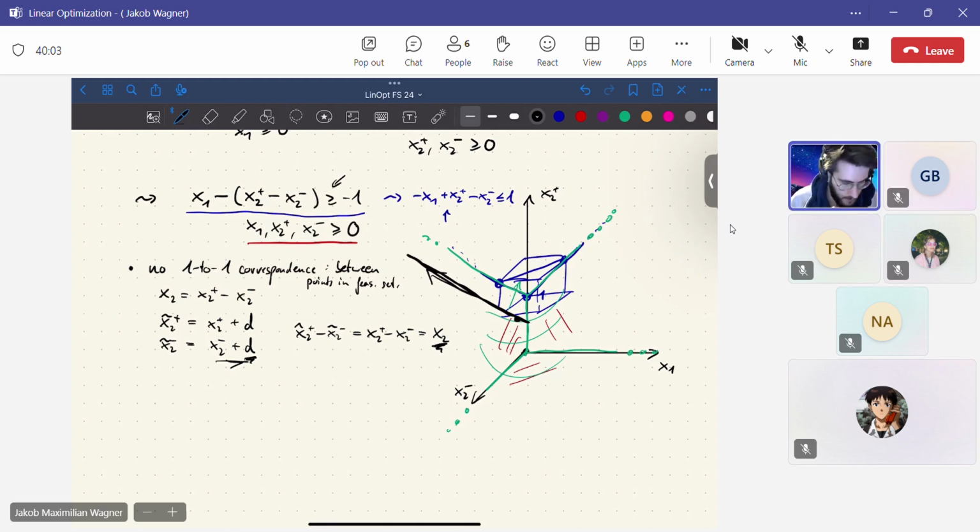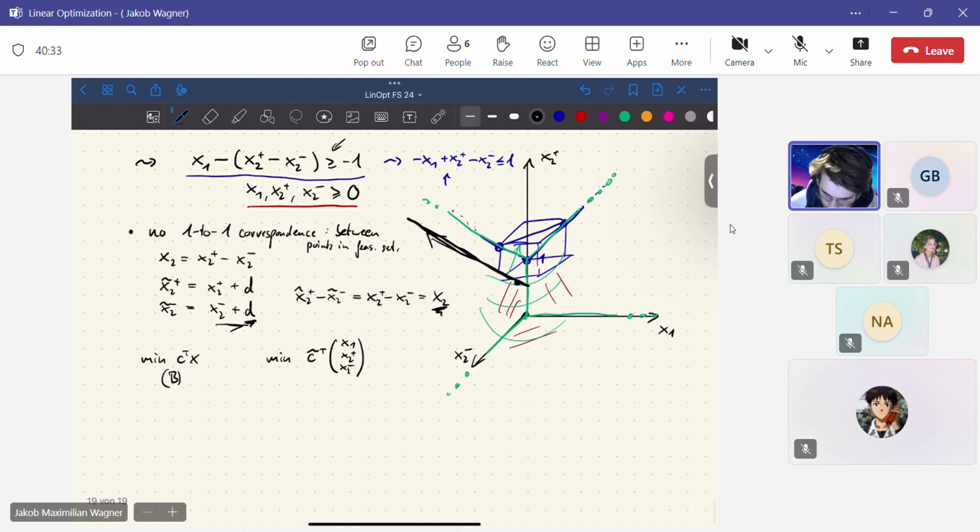Okay, thank you. So this is one thing, and the other thing is, how do we need to modify our objective function? If we first had minimize c transpose x and the feasible set was B, we now need to minimize over a new c tilde, and we have x1, x2 plus, and x2 minus. And these should represent this connection to the original x2 coordinate also in the objective function.